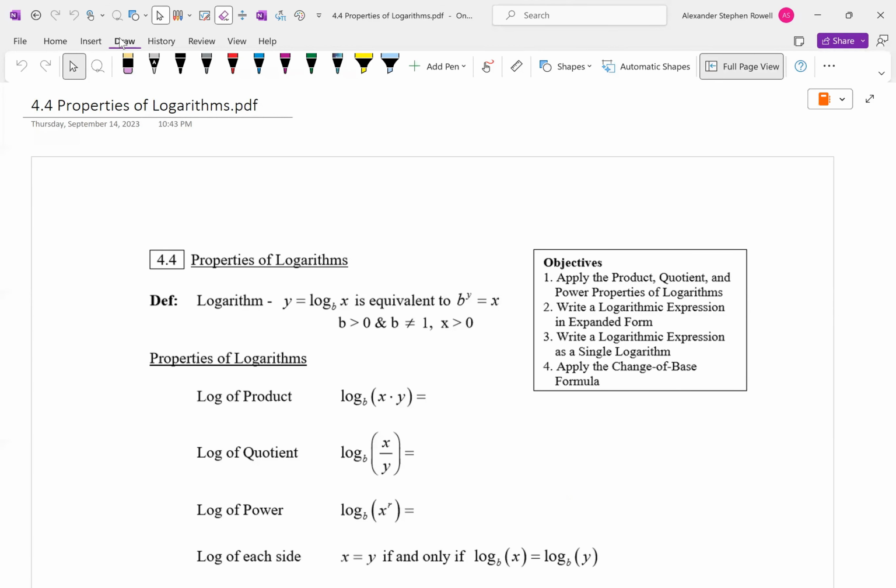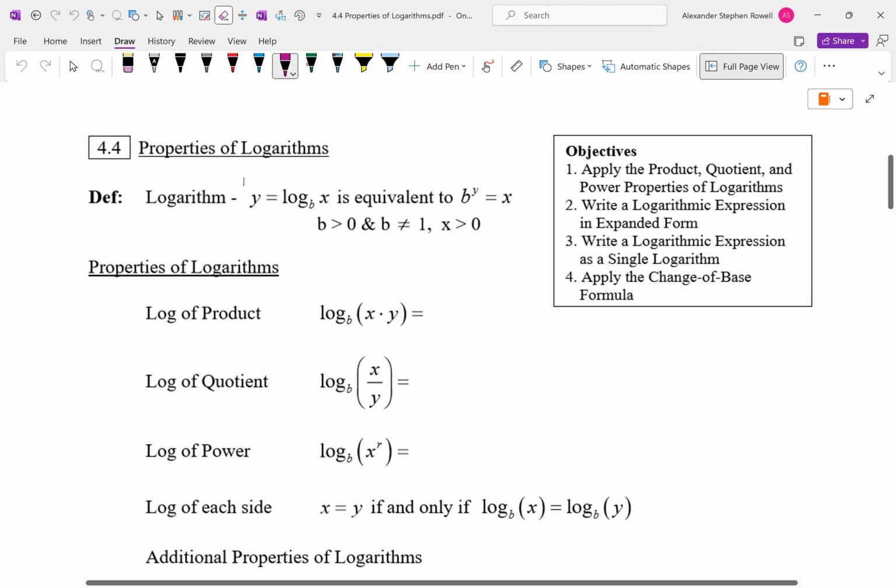4.4 is the last section that will be on your tests. We'll go over the properties of logarithms. Have we all memorized how to convert from logarithmic form to exponential?